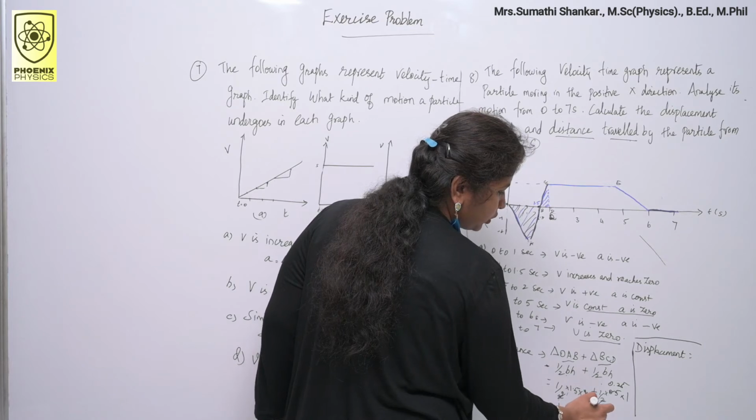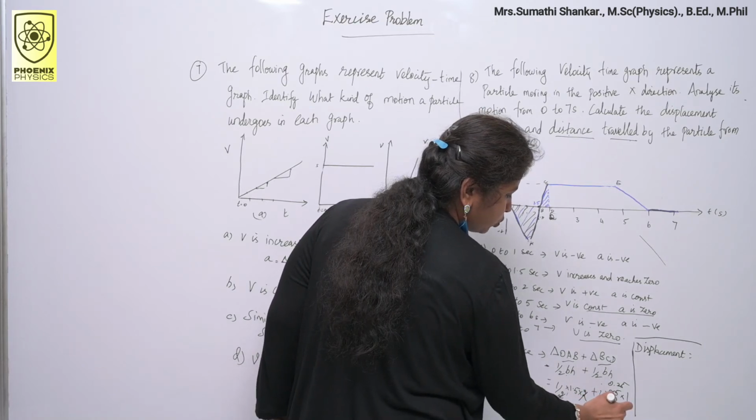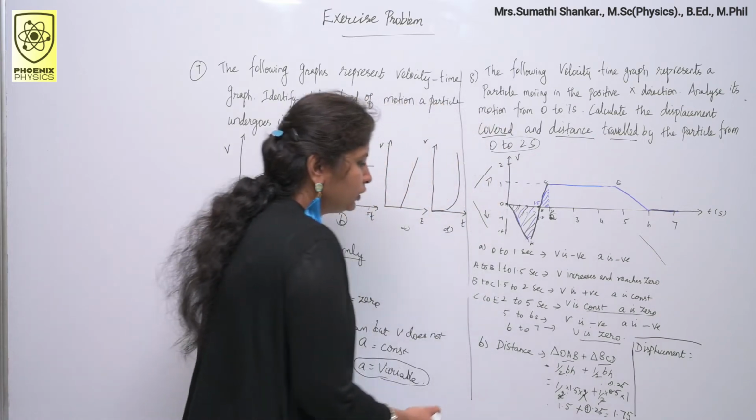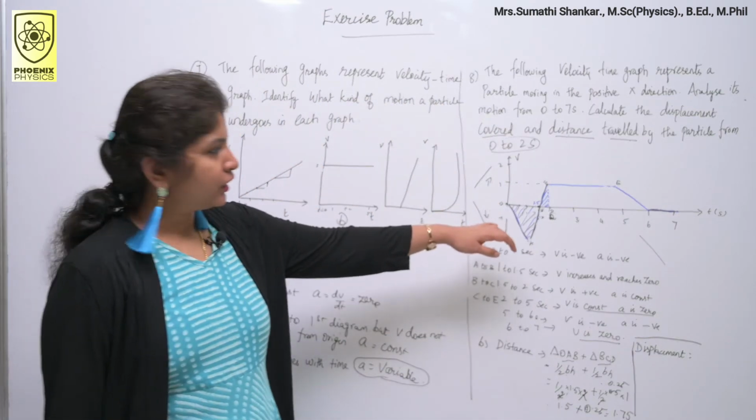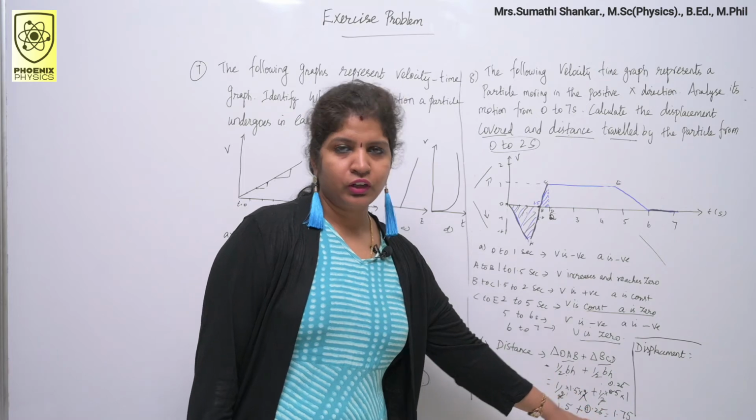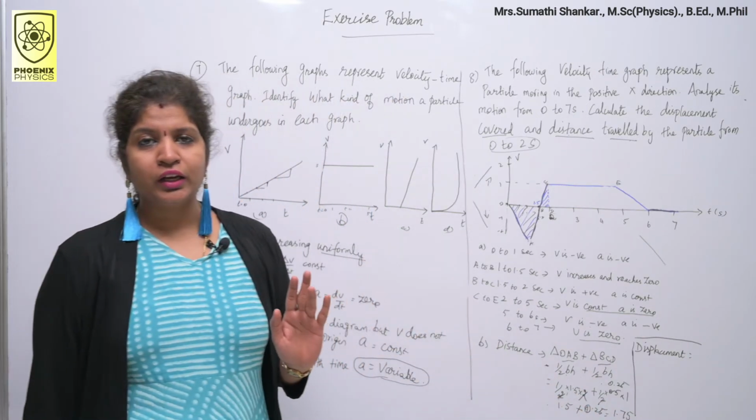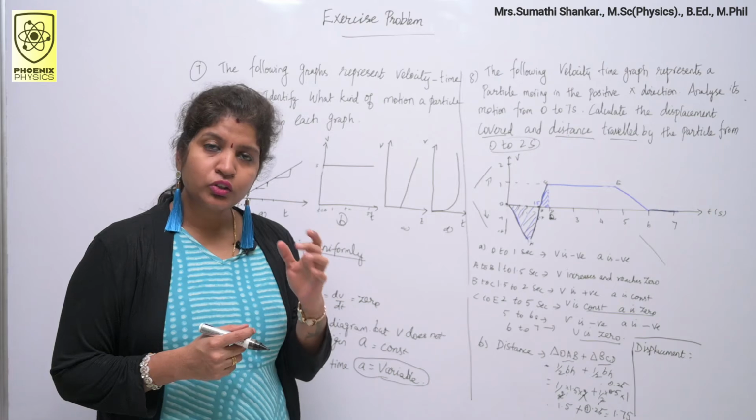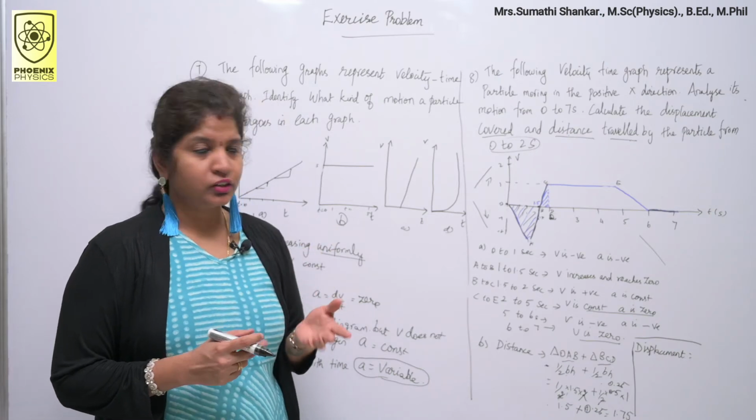1.5 plus 0.25. Your answer is 1.75. So the distance travelled by the particle from 0 to 2 seconds is 1.75. Next we are going to calculate displacement. Displacement is a vector quantity, so it has magnitude and direction.